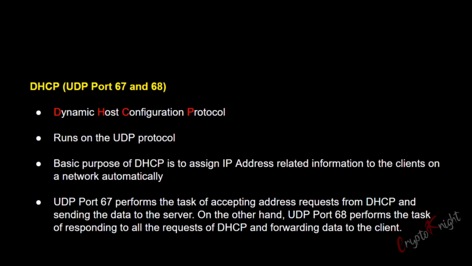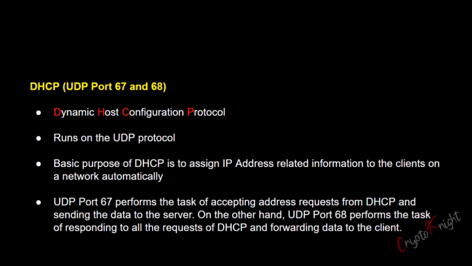Next service is DHCP. It runs on UDP ports 67 and 68. The full form is Dynamic Host Configuration Protocol. It runs on the UDP protocol that I've already told you. The basic purpose of DHCP is to assign IP address related information to the clients on a network automatically. So whenever your computer comes into a network, DHCP makes sure that it has an IP address. If DHCP is not enabled, then your computer will not get the IP address automatically. You have to manually configure it. And generally, in most places DHCP is used.